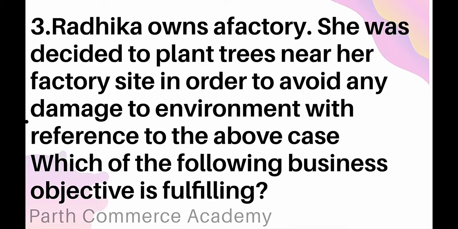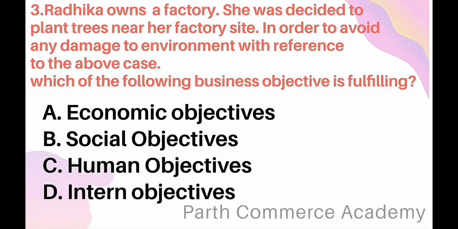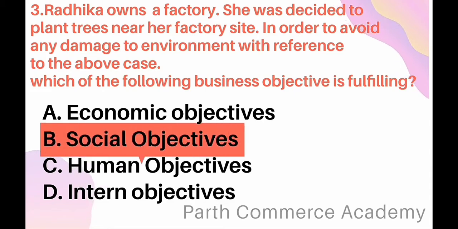Radhika owns a factory. She has decided to plant trees near her factory site in order to avoid any damage to the environment. With reference to the above case, which of the following business objectives is being fulfilled? Economic objective, social objective, human objective or internal objective. Planting trees for the environment is a social objective, a social cause. So the correct answer is social objective.